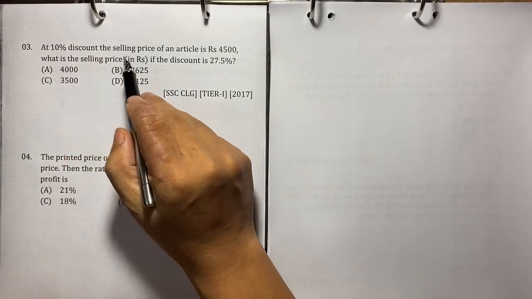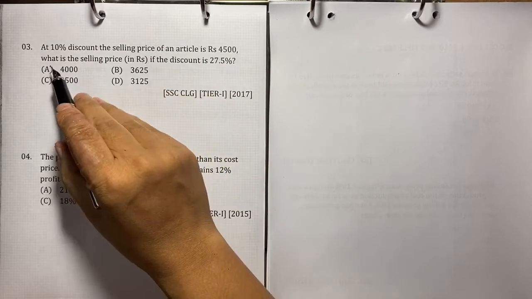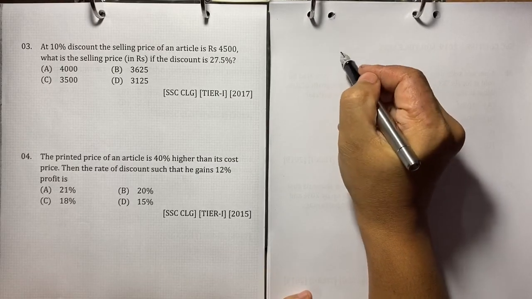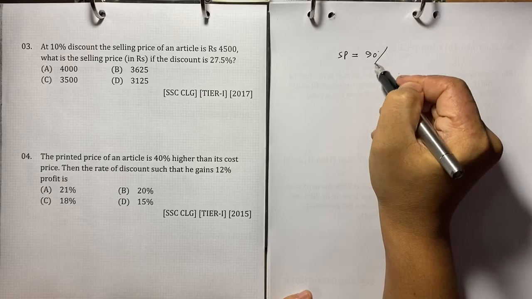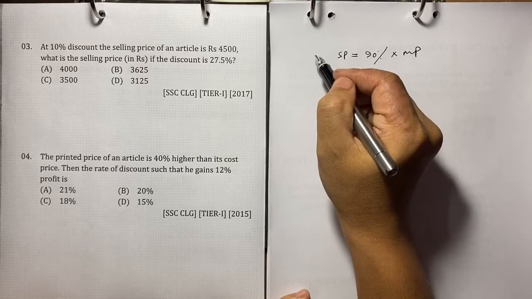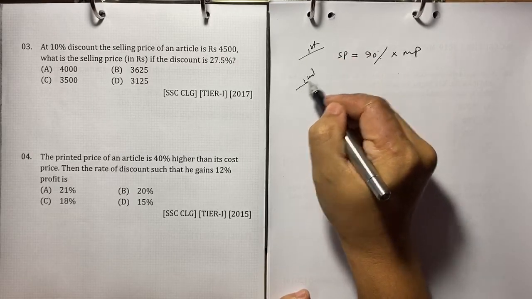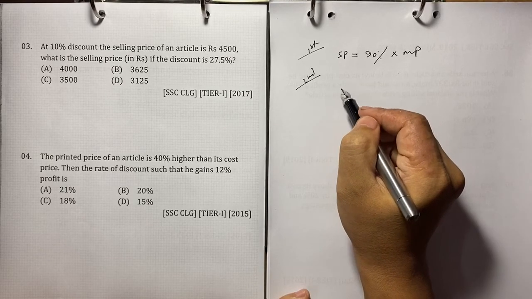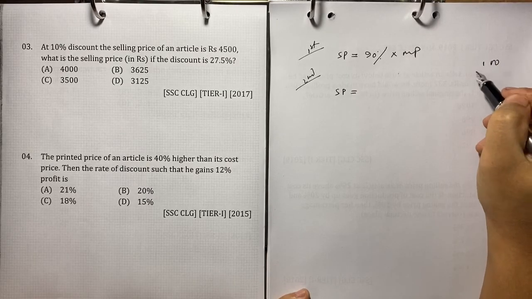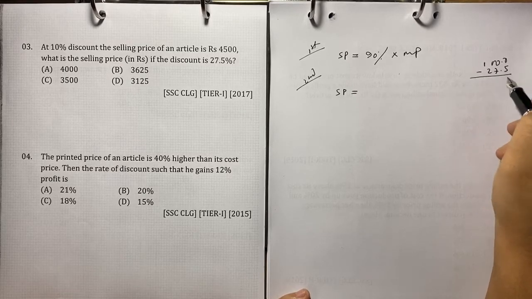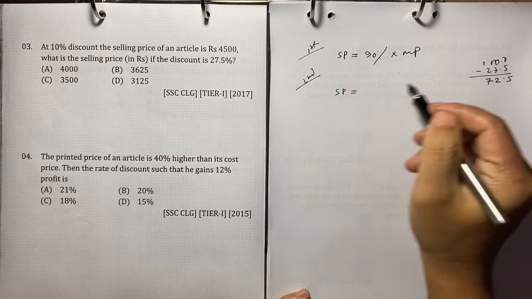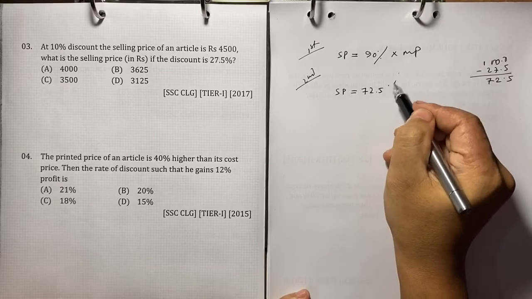At a 10% discount, the selling price of an article is rupees 4,500. What is the selling price if the discount is this? Discount is 10%, so selling price will be 100 minus 10. It will be 90% of the mark price. This is the first part. In the second part, the discount is 27.5%, and we need the selling price. So 100 minus 27.5. This will be 0.5, then 9 minus 7 it will be 2, 9 minus 2 it will be 7. So selling price equals 72.5% of the mark price.